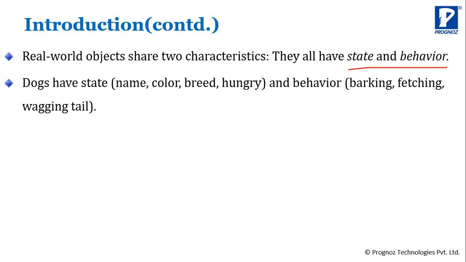Every object comes with these. Whether you, whether me, whether anyone, any object has two characteristics: one is state, another is behavior. State means what? Name, color, breed, hungry. These are state. But when you talk about behavior, behavior is barking, fetching, wagging tail. These are the behavior of the dog.